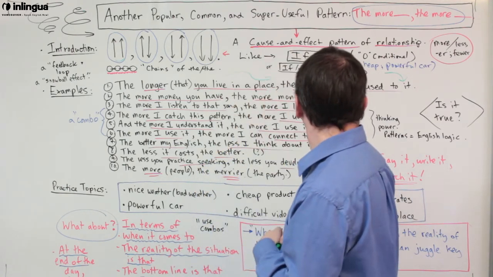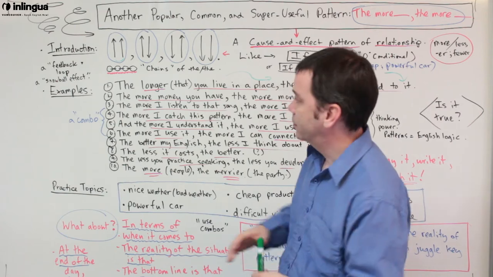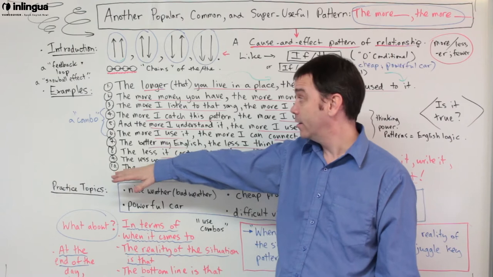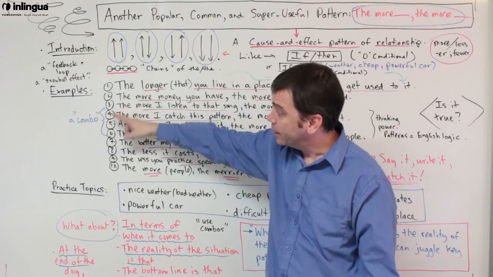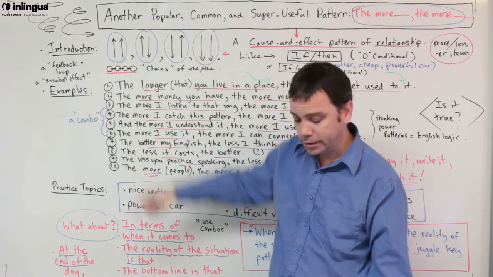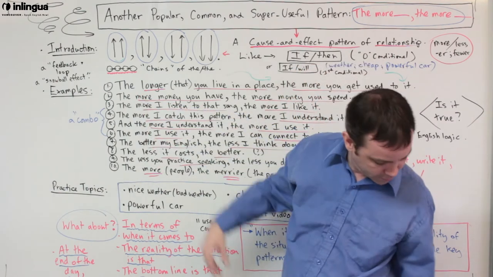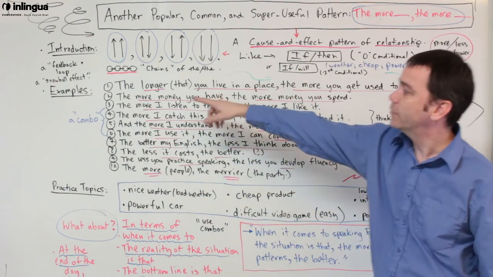So let's check some example sentences. I gave you 10 example sentences here. These ones are single, and here's like a little combo in here. But let's try step by step. Why don't you read number 1? Read number 1.